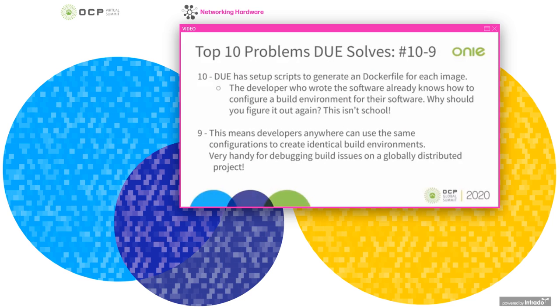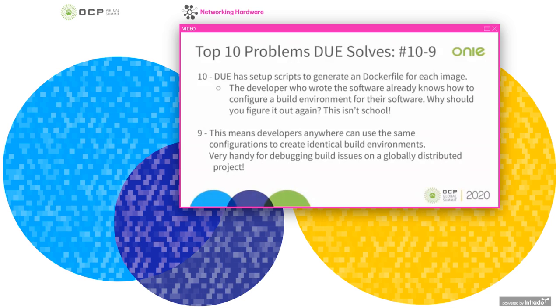First off, it has set up scripts to generate a Docker file for each image. The developer who wrote the software already knows how to configure a build environment for their software. Why should the user be stuck doing it again? This isn't an exercise for the reader. This is software development. Time is money. Why should we solve the problem twice? It's already been done. It's not interesting anymore. So this makes it easier for the end user to actually build the software that we're pushing out there.